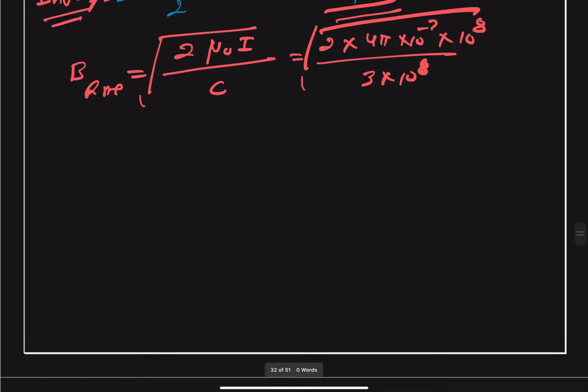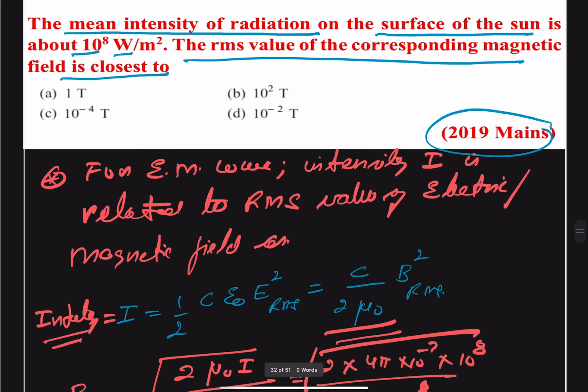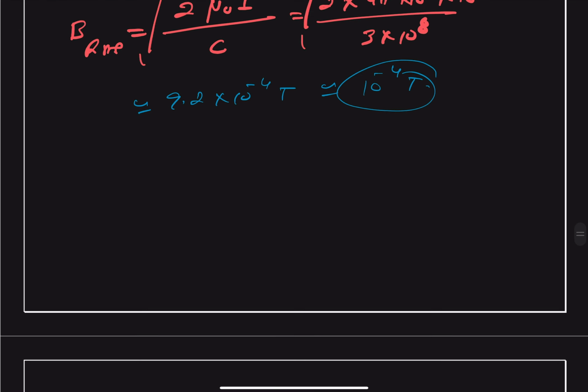So this comes as approximately equal to 9.2 into 10 to the power minus 4 Tesla, which can be approximated as 10 to the power minus 4 Tesla, because option C is the correct one. Option C is correct. We come to the next question.